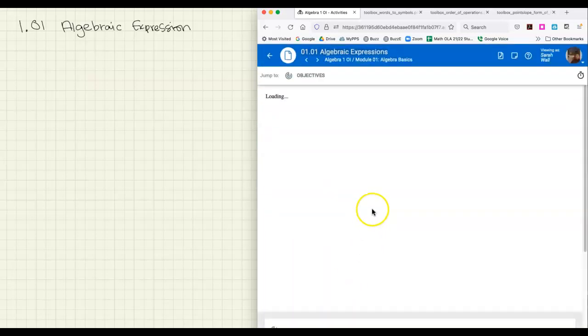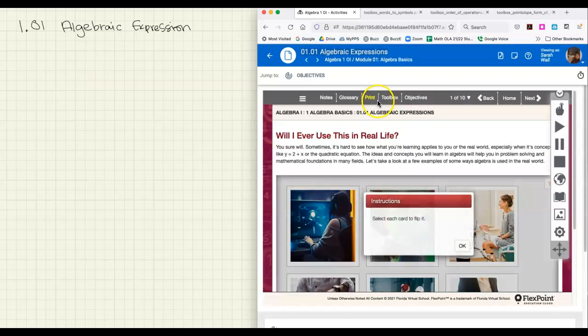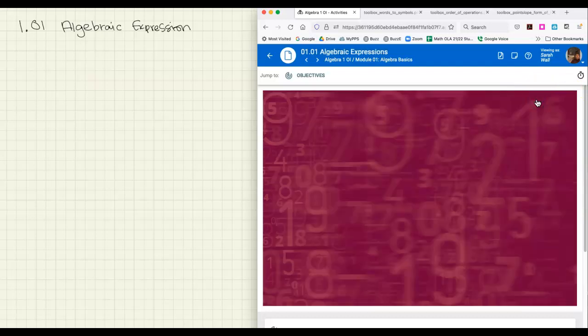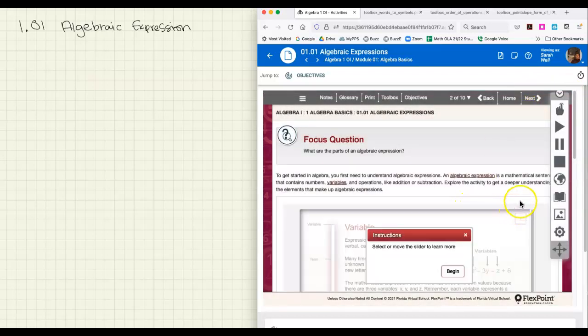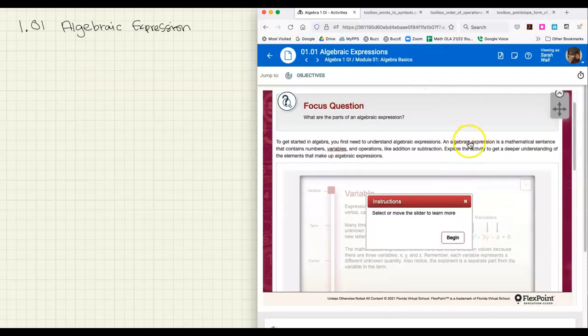Let's go back to the lesson. And then remember, these up here are what you use to navigate through the lesson. So let's talk about first things first, right? So first page, okay, we've got algebraic expressions, because now we're going to talk about taking notes.